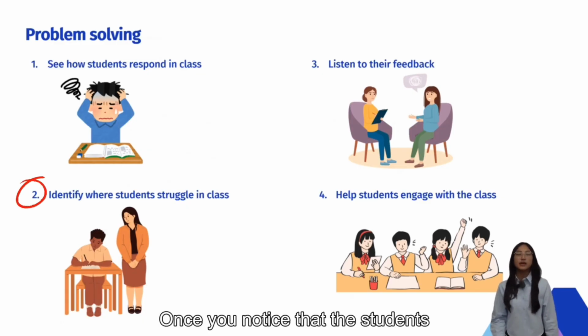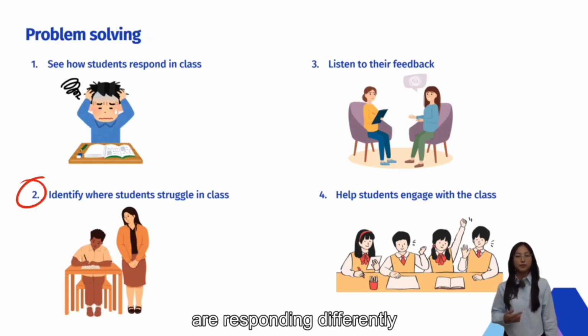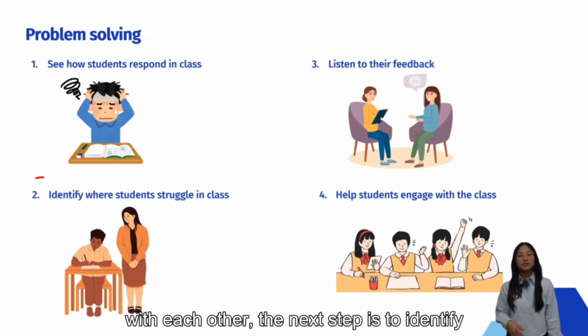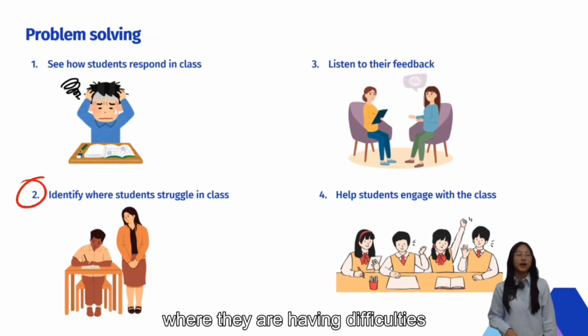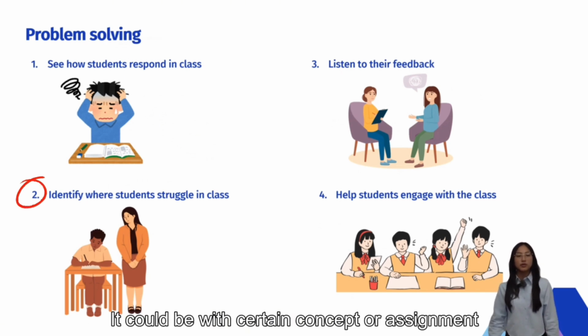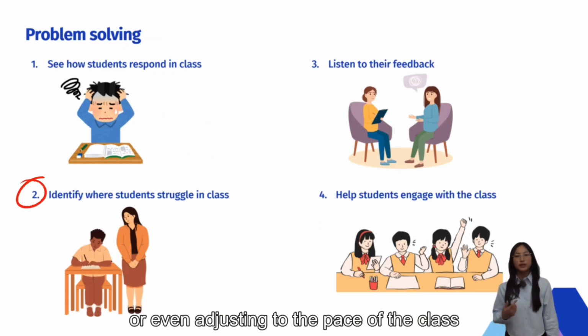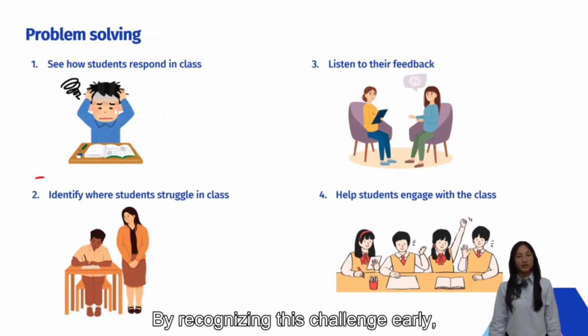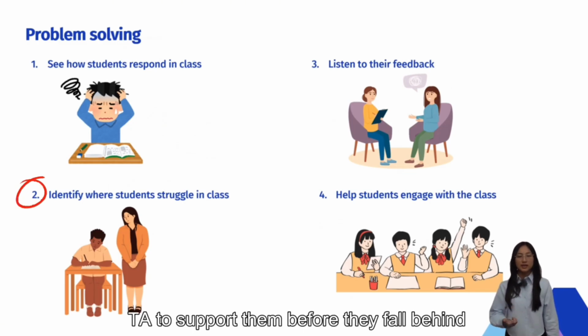Second is to identify where students struggle in the class. Once you notice that the students are responding differently from each other, the next step is to identify where they are having difficulties in the class. It could be with a certain concept or assignment or even adjusting to the pace of the class. By recognizing this challenge early, we can step in as a TA to support them before they fall behind.